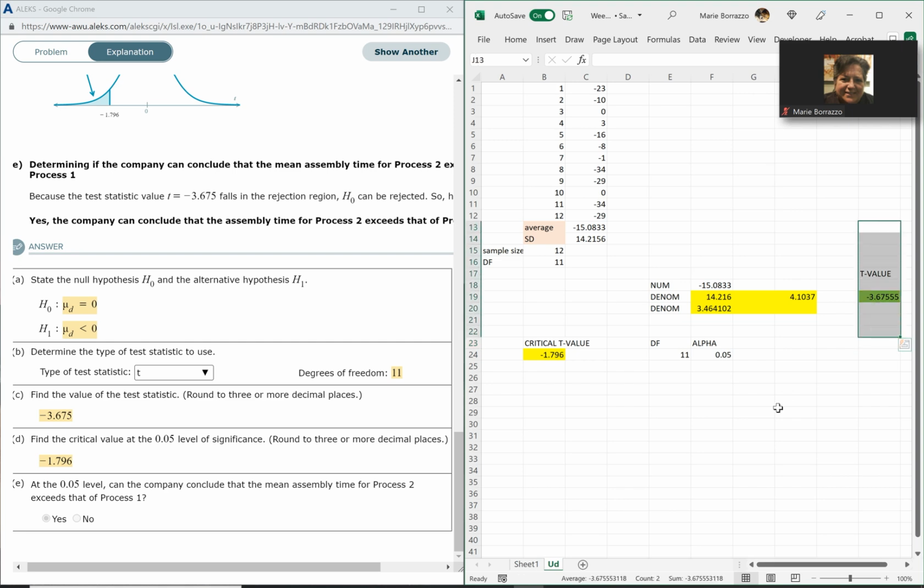There you go. And then the last thing you need to do is define, in this case, at the 0.05 level of significance, can the company conclude that the mean assembly time for process 1 exceeds that of process 2? And in this case, you would say yes.